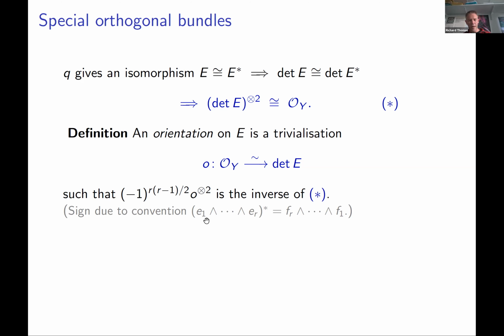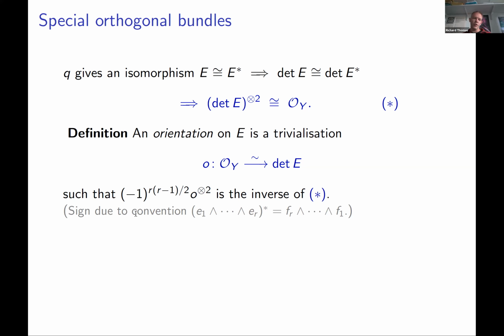By wedging the E's, I get a local basis for det E. Its dual basis should be the wedge of the F's in the opposite direction. That's important for some pairing issues, and if you don't have this, you get other problems later on. So because of this convention, I get this horrible sign here, and you should ignore it at all times.